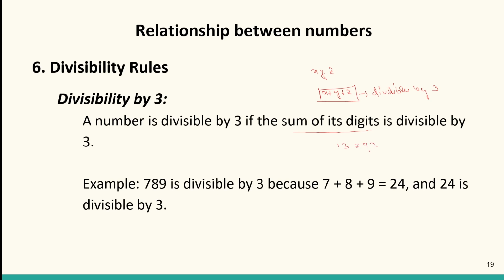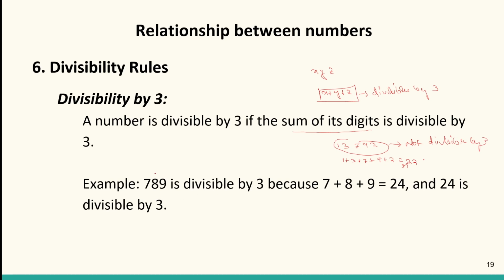So let's say a number 13792. Is it divisible by 3? Let's see. So 1 plus 3 plus 7 plus 9 plus 2. So 9 plus 2 is equal to 11, plus 7 is equal to 18, plus 3 is equal to 21, plus 1 is equal to 22. So 3 does not divide 22. So this is why this number is not divisible by 3.